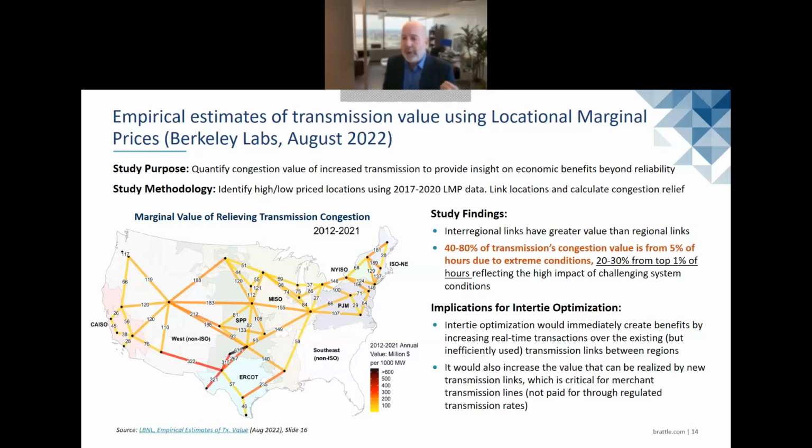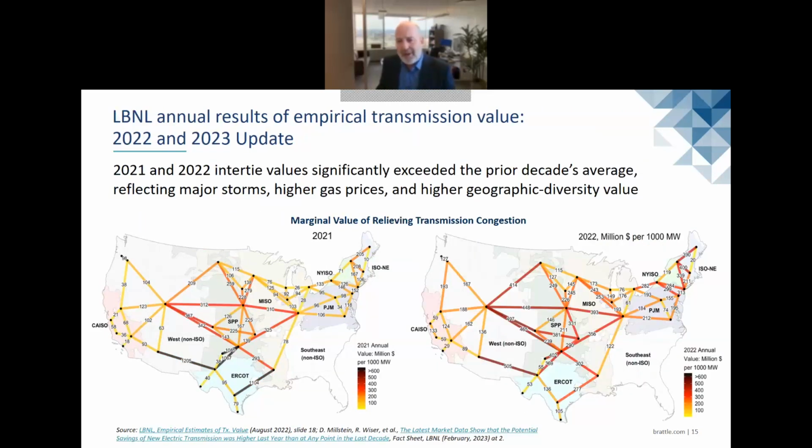And this would also increase the value of new interregional transmission, because we're talking about building new interregional transmission, and we have many merchant line proposals that would add interregional transmission. But if we can't take full advantage of the interregional transmission, we really can't get the full value of anything we would be building. And these type of values have been more pronounced recently.